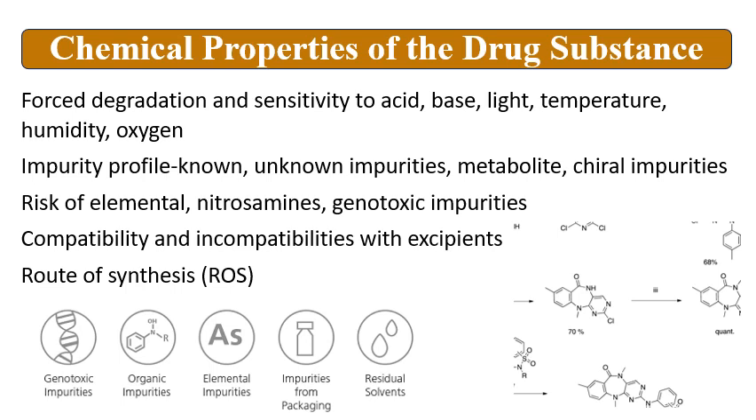Then impurity profile. Impurity profile means list of the impurities which involve the known, unknown impurities, metabolites as impurity, chiral impurities, and the elemental impurities, nitrosamines, genotoxic impurities, nitrite impurities. So these are some of the impurities.